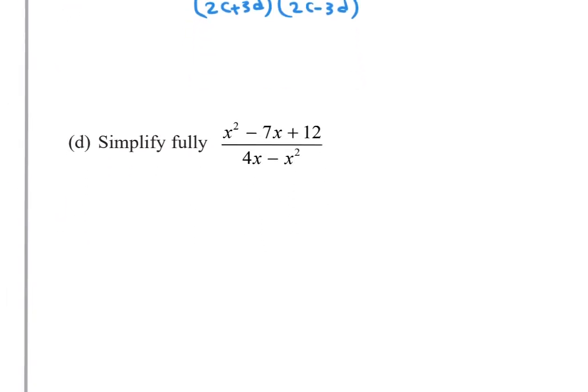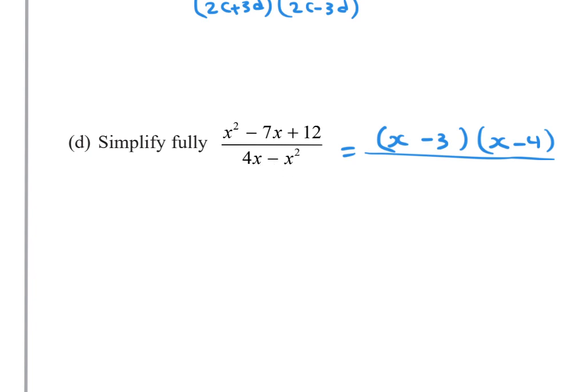For D, simplify, we need to factorize the numerator and the denominator. For the numerator, we have a trinomial, no common factor, so factorize. You can use your calculator to help you in factorization. X squared, x times x. Two numbers, if you multiply, you get 12, and if you add, you get negative 7. So negative 3 and negative 4.